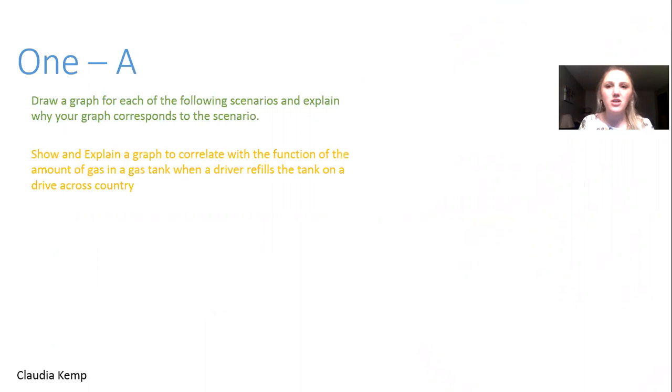So the driver is on his drive, and as he's driving, he runs out of gas. His gas level just decreases as he drives. But then he gets more gas, and the gas level goes up, and he drives again, and as he gains more distance, he loses gas. There are 2 variables in this problem, the amount of gas and the distance traveled. So we have gas level and distance traveled.